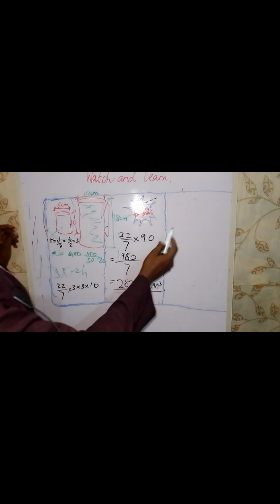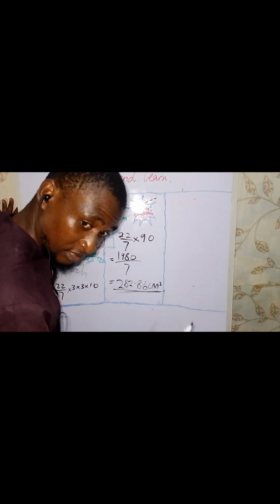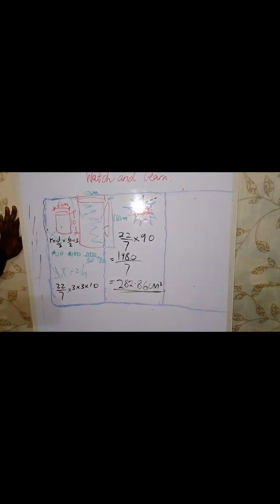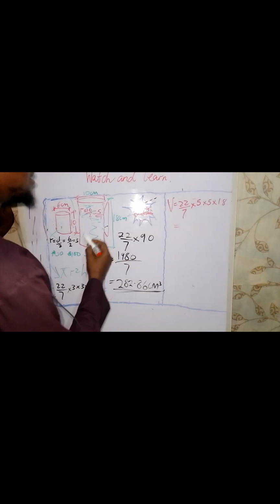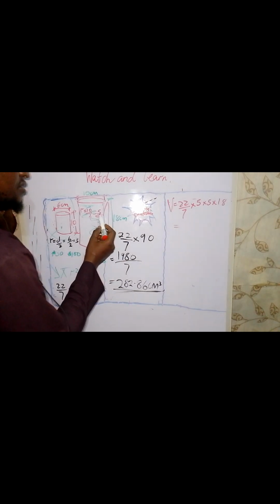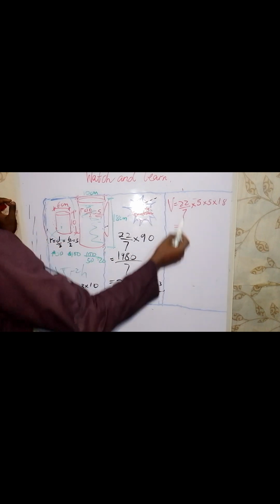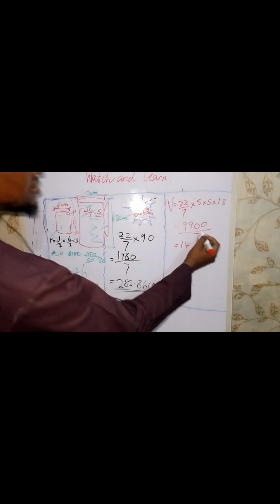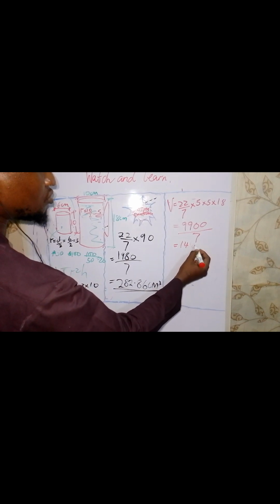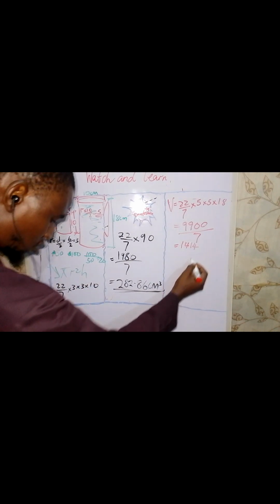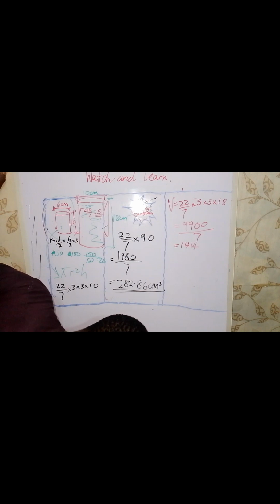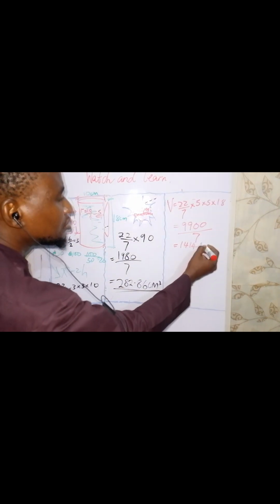Now let's look for the volume of the jug and then divide both of them. Remember that our radius is 5 because diameter is 10. Radius is half of diameter, and then we apply this here. We do 22 over 7 times 5 times 5 times 18. Of course, 9,900 out of that, so I will give you 1429 centimeter cube.